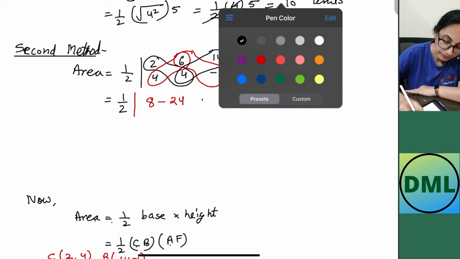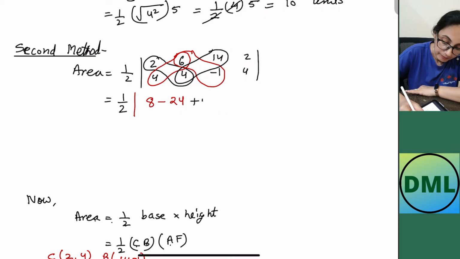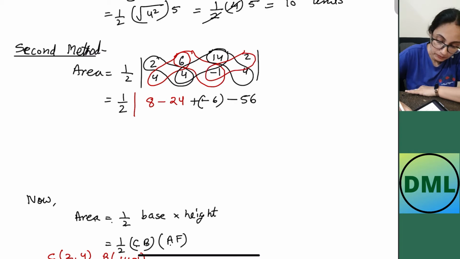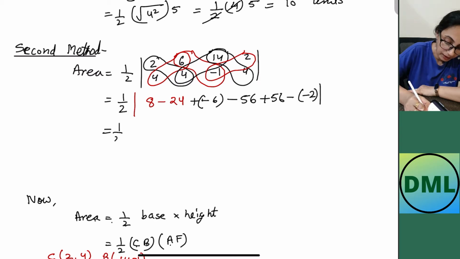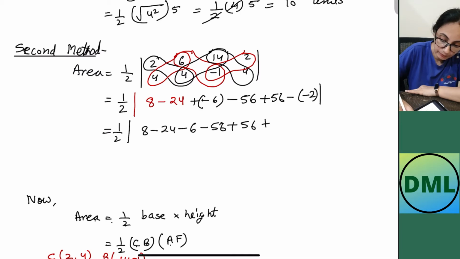So I have minus 6 times 56. Now I have to multiply 14 times 4 and then I have to subtract 2 times minus 1. So that is equal to 56 minus of minus 2. Take the mod back again. Half mod of 8 minus 24 minus 6 minus 56 plus 56, negative negative positive 2.